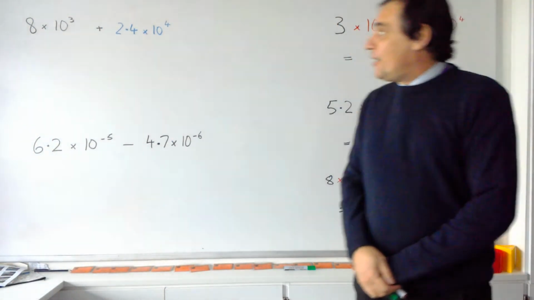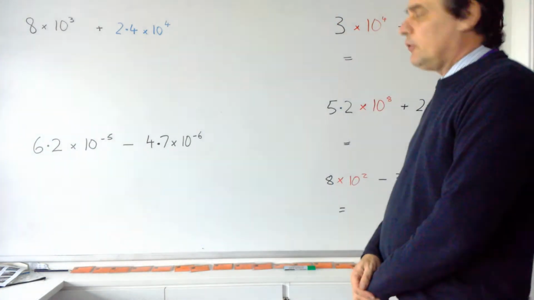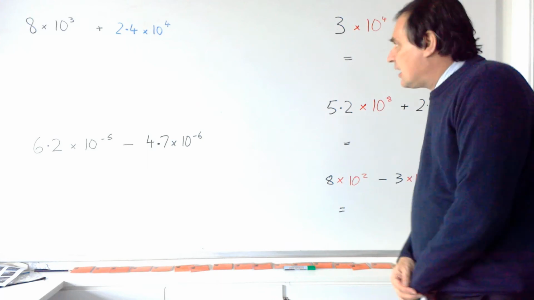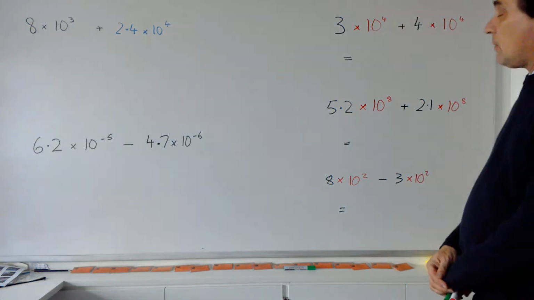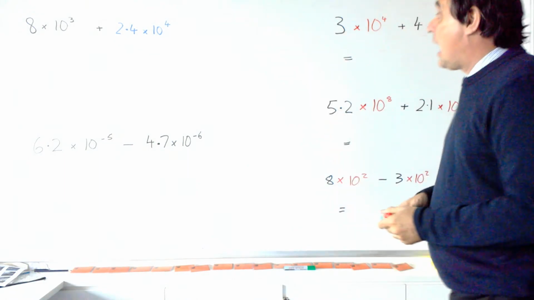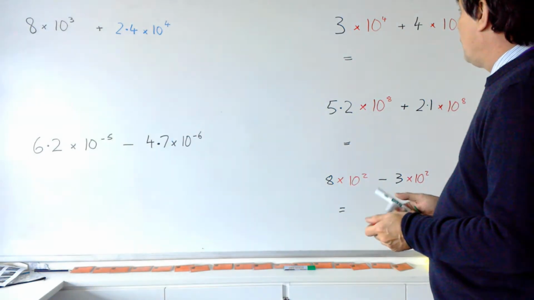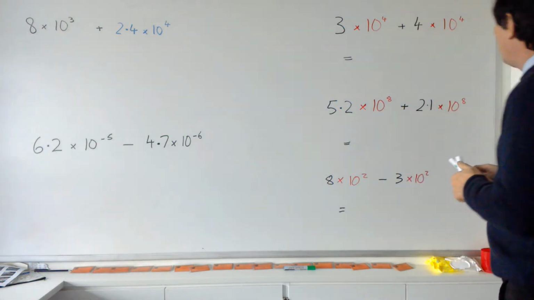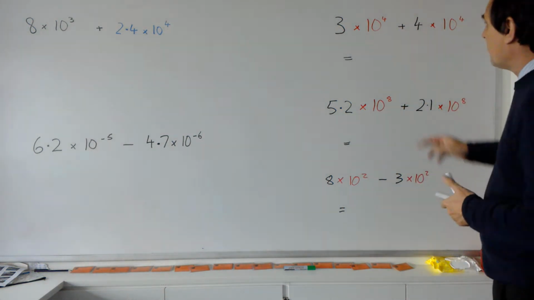Good morning, good afternoon. Standard form: if we're adding and taking away numbers, and we're not allowed to use a calculator. So we've got two standard form numbers and we've got to add them or subtract them. Let's start off with the basics and do the simple ones first of all, and talk about a rule.